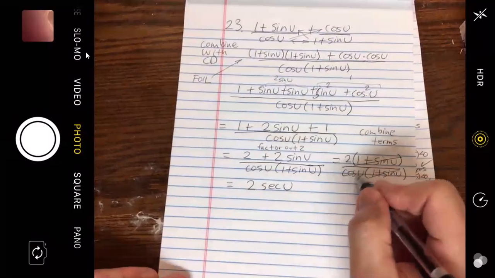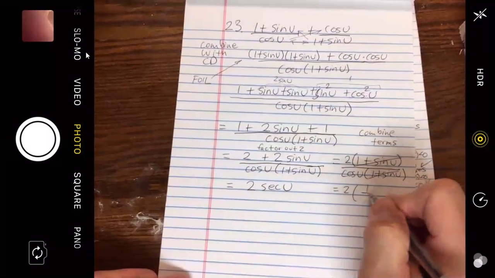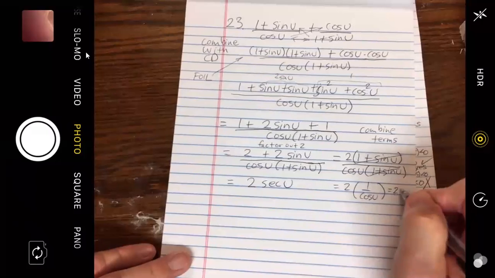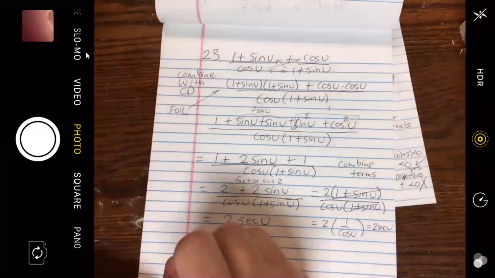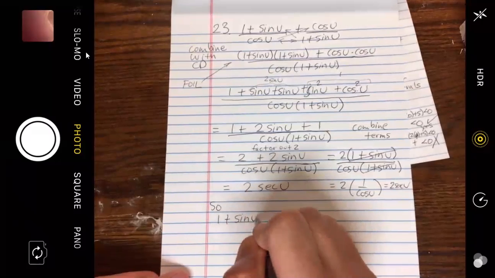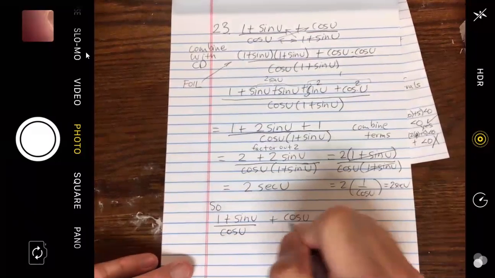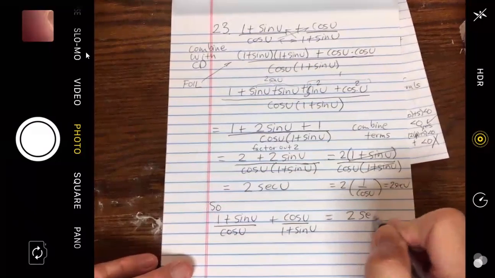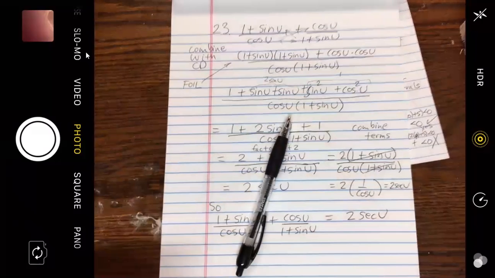2 over cosine is a twice secant u. The cosine's on bottom, it comes up as a secant. Basically, you're writing this 2 times 1 over cosine u if you want to really see all the steps written down, and that's a twice secant. This entire original, cosine u over 1 plus sine u plus 1 plus sine u over cosine u, we boil down to twice a secant. Try to give you some confidence in this, because that one was a lot of gibberish.